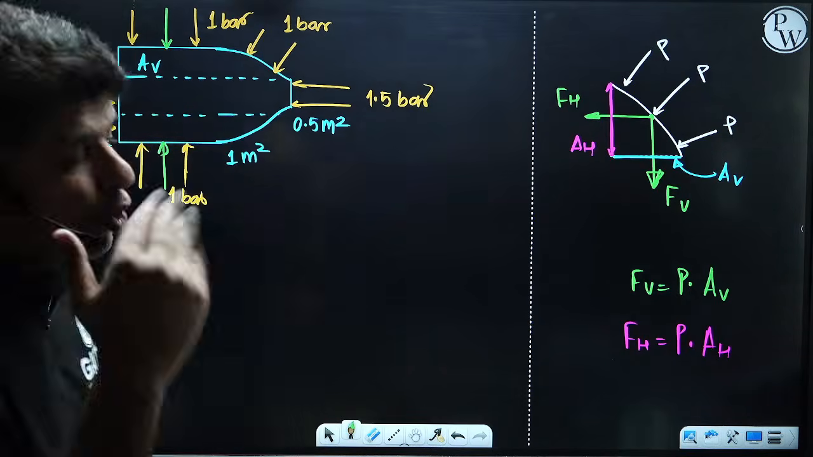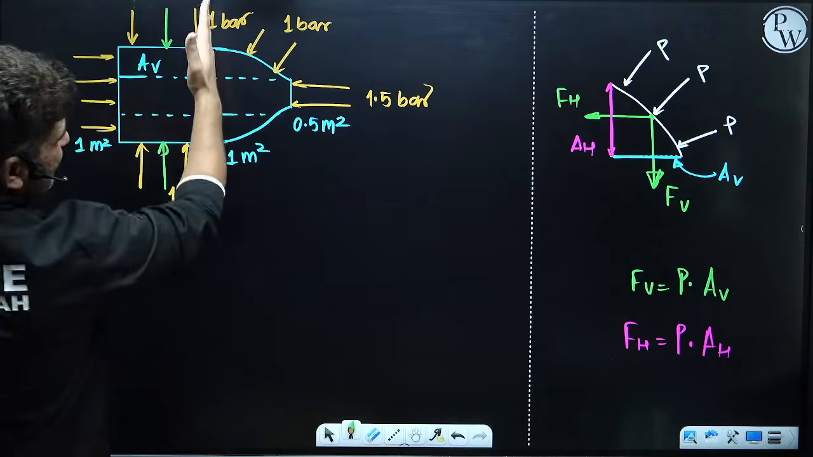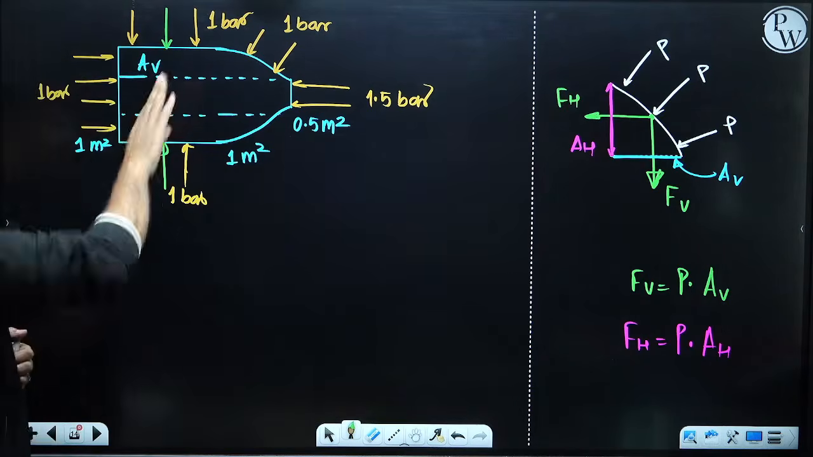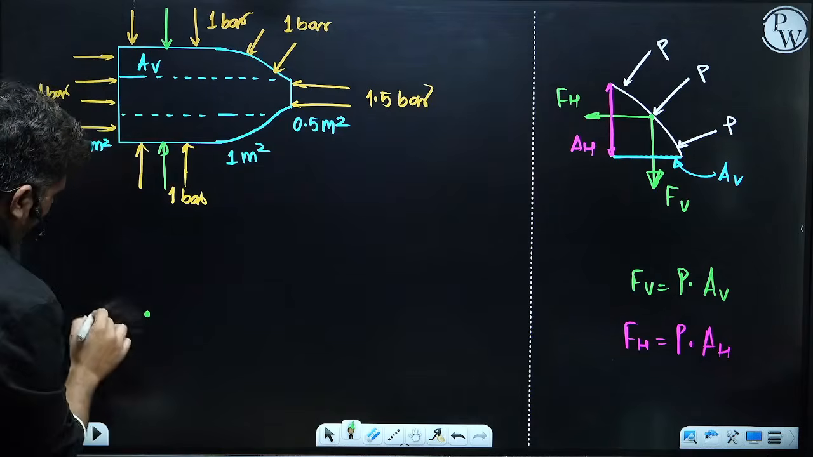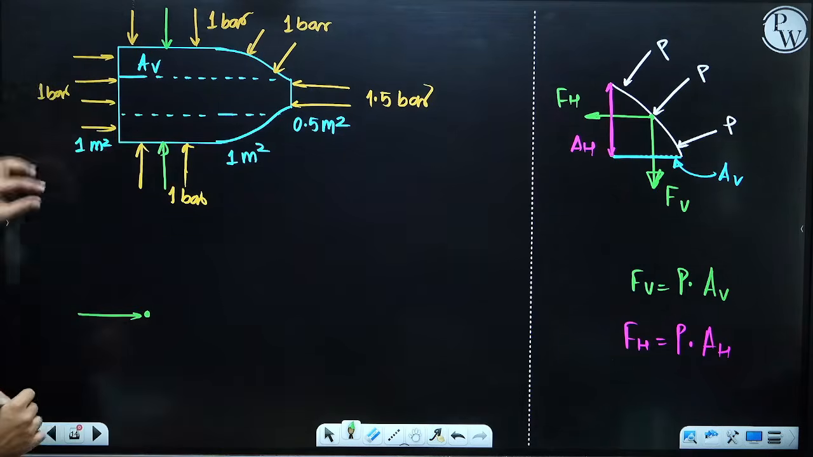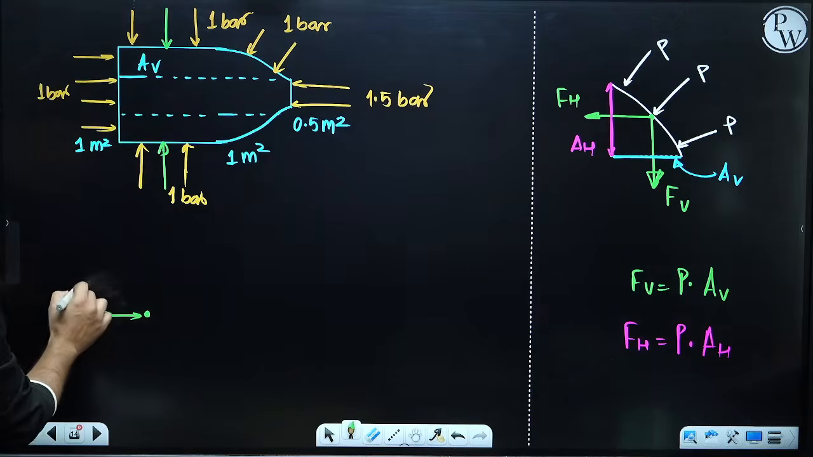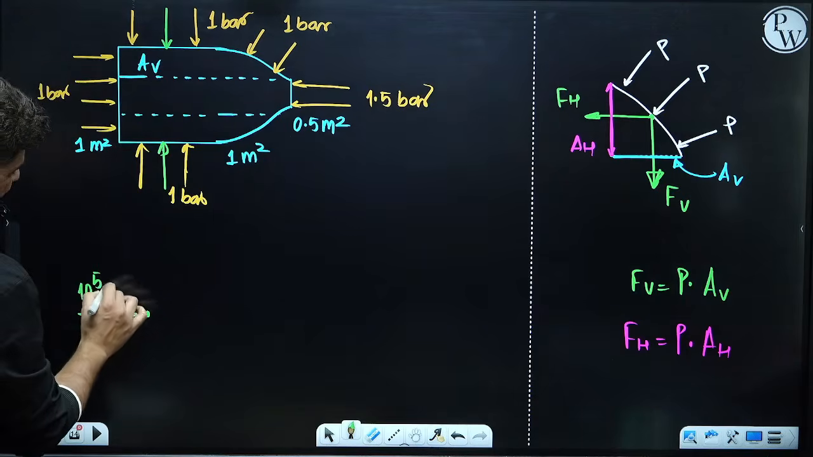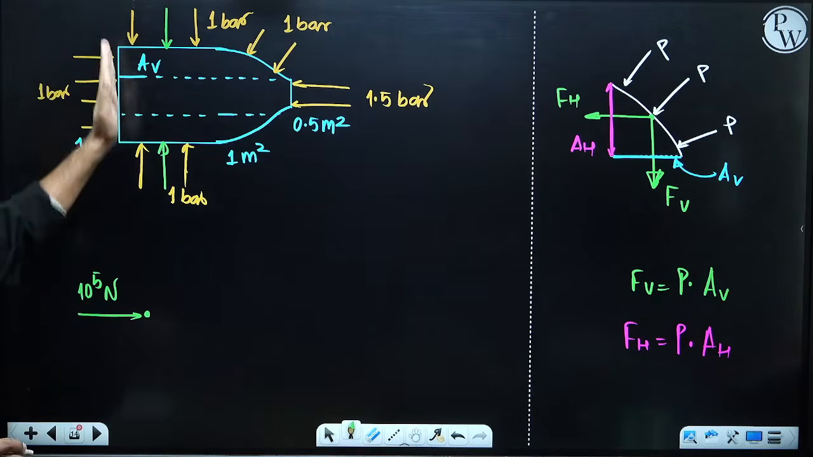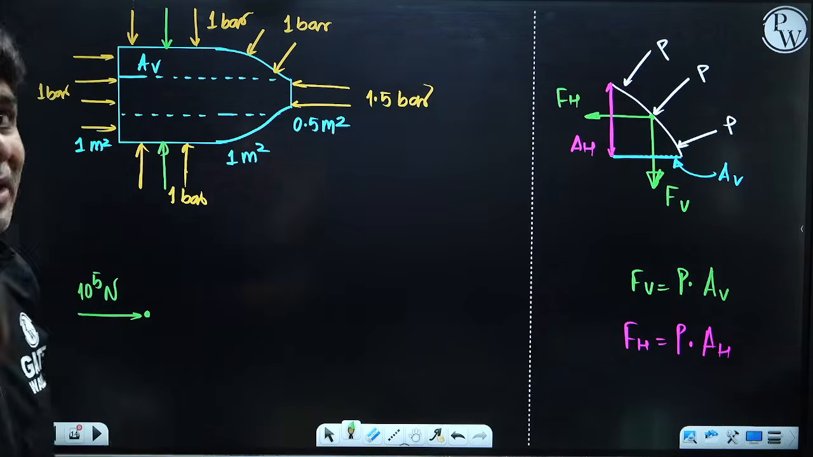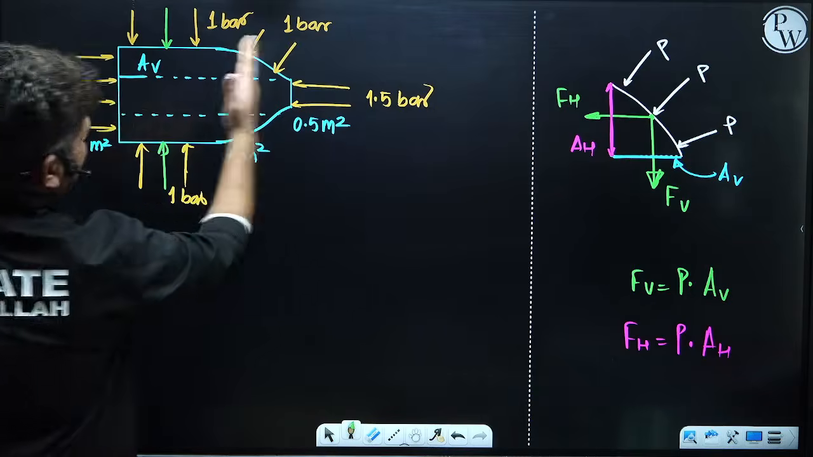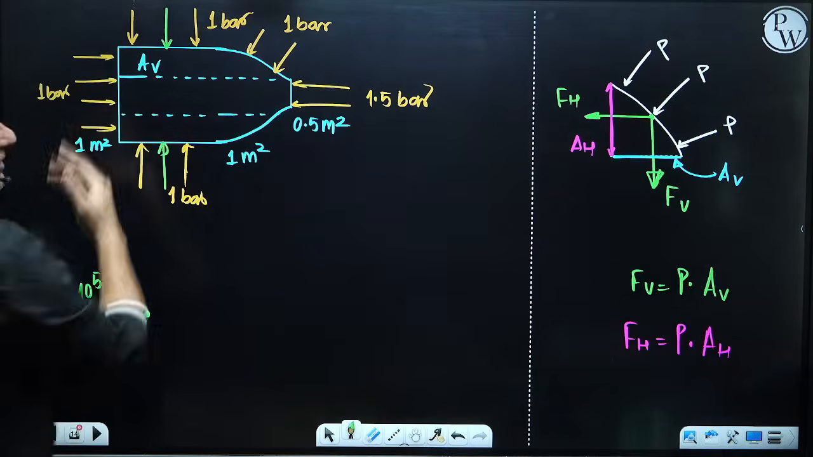Let's talk about the horizontal direction. You see, in the horizontal direction, the force acting in the forward direction would be equal to 1 bar into 1 meter square, that is 10 raised to power 5 Newton, which is acting on the front face. Now what will be the force which is acting in this direction?